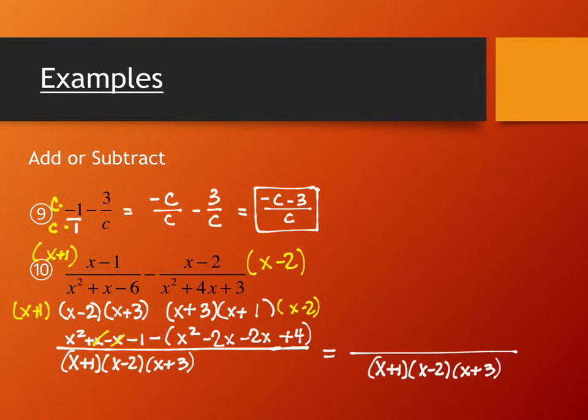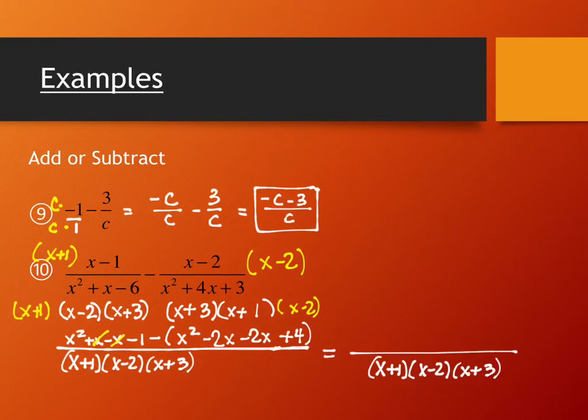I do need to combine the negative 2x's, and I also need to distribute this negative through. So I'm going to do a little bit of scratch work up here to try to clean the numerator up, because I don't really want to have to keep rewriting the denominator like 10 times. I just need to clean up the numerator.